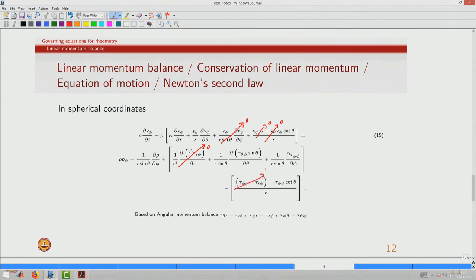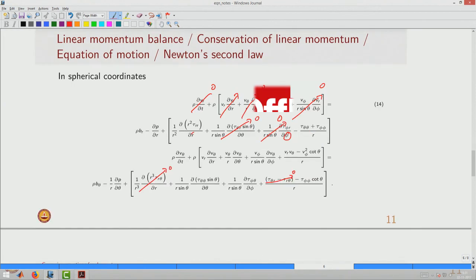So, these terms are also 0, and tau theta phi is the only non-zero term. So, we can see that many terms drop out based on the consideration of momentum balance. So, the terms which are significant and present are tau r r, 0, tau theta theta, tau theta phi, 0, tau theta phi, and then tau phi phi.